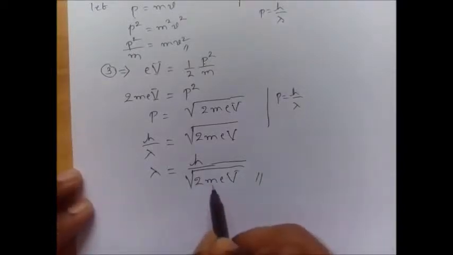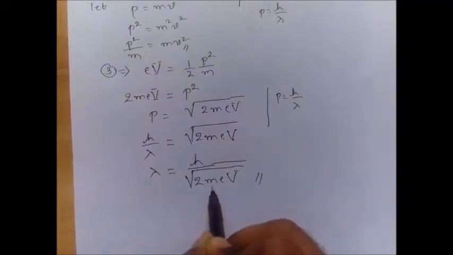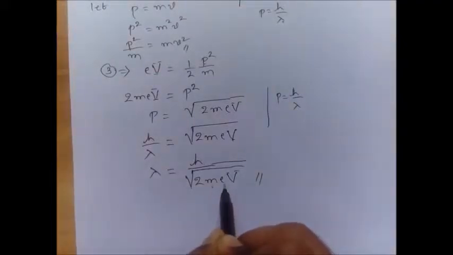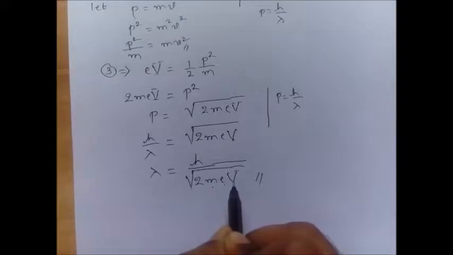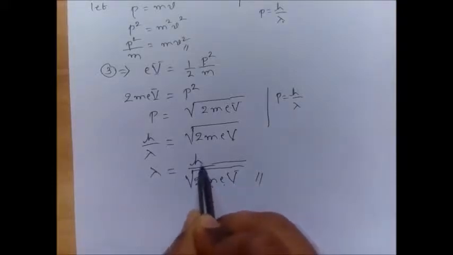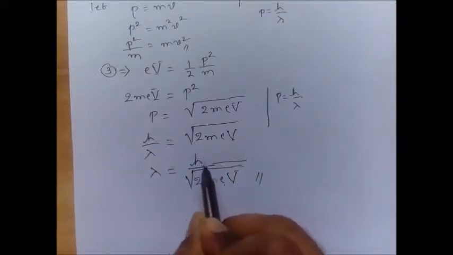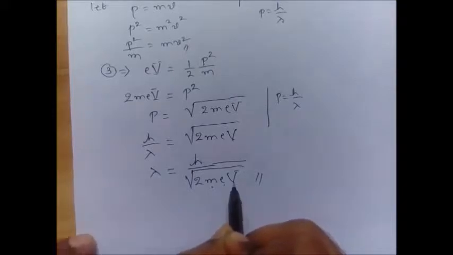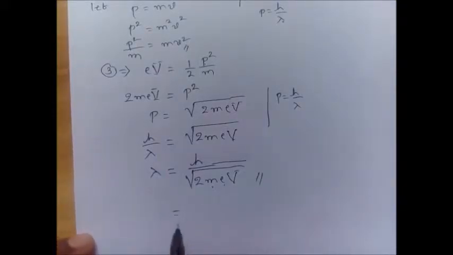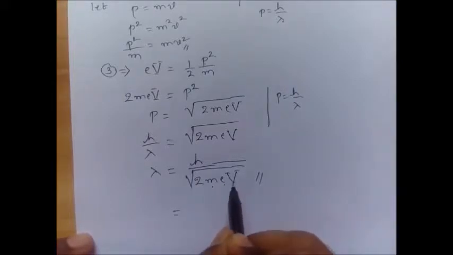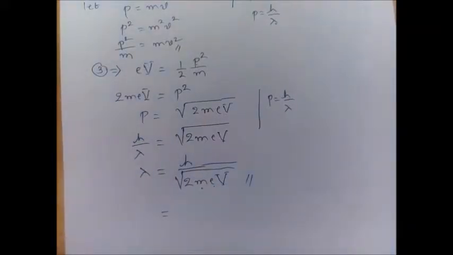Here m is the mass of an electron, e is the charge of an electron, and V is the potential applied. h is Planck's constant. So all the terms are constant except the potential. The potential can be varied. If potential is high, the acceleration of the electron is going to be more. So this is the only variable over here, which depends on what voltage we are applying to the tube.